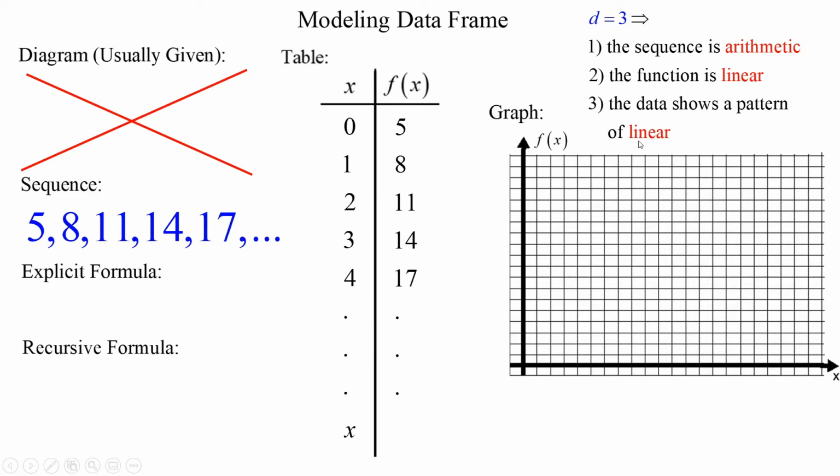And now we don't even need to look at a graph to answer this. Is this linear growth or linear decay? Well, I'm adding every time. I have a common difference of 3, so that means we're going to have linear growth.